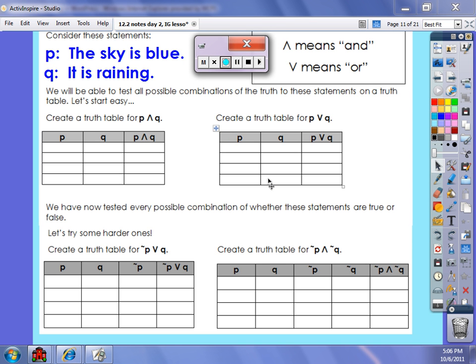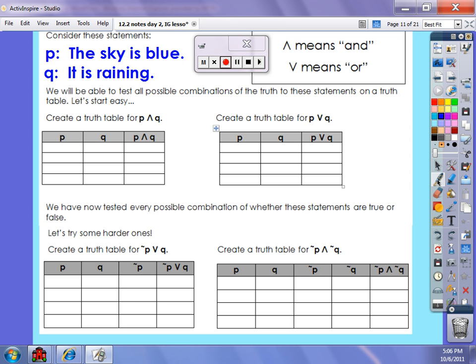Okay, this is section 12.2, and this is specifically talking about the truth tables in section 12.2. Today we got this worksheet. This is kind of the bottom part of it. And let's look at these truth tables. I'm going to go through a couple of them with you to just review how they work.